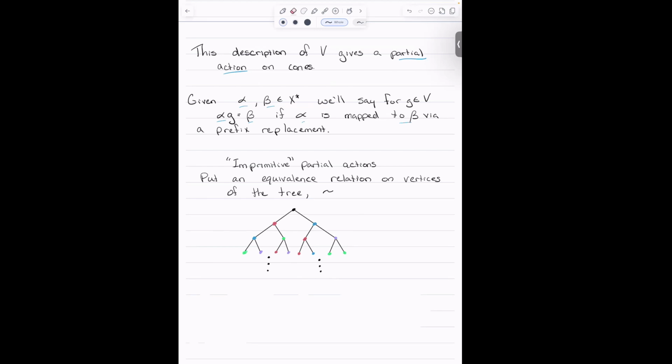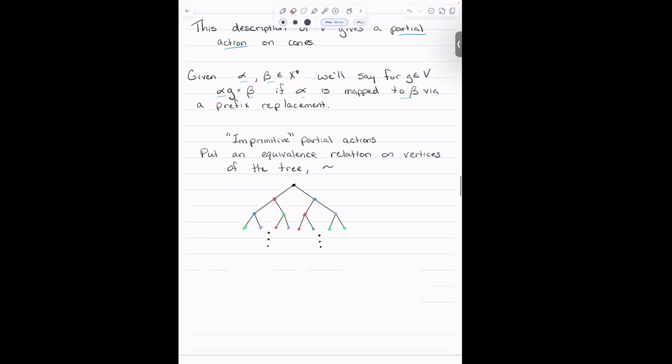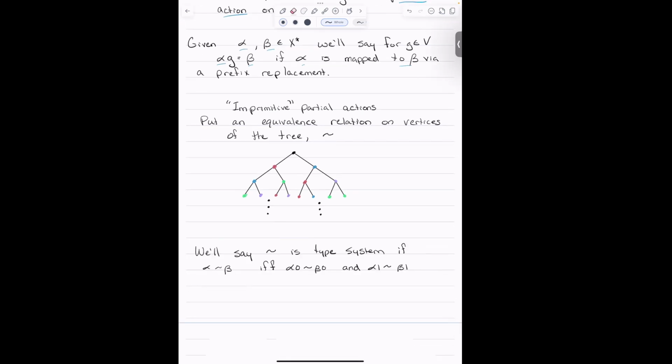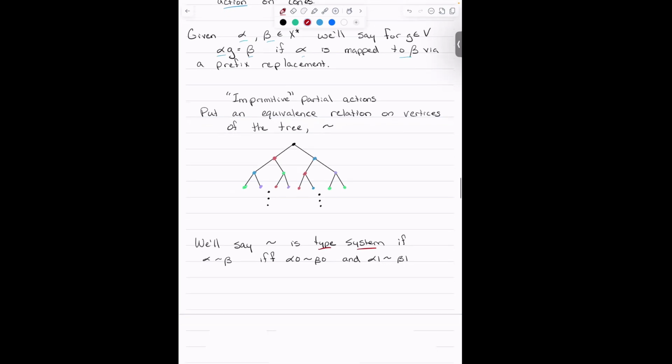All right, but for an arbitrary labeling of the tree, it's not going to be compatible with the action of V. So again, it's exactly because of this ability we have of adding carets, right? And maintaining the same element of V. And so because of that, we want to restrict our attention to what we call type systems. So we say an equivalence relation is a type system if alpha is equivalent to beta if and only if, when I add an extra 0 to the end of alpha and an extra 1 to the end of alpha, that's going to be equivalent to beta 0 and beta 1.